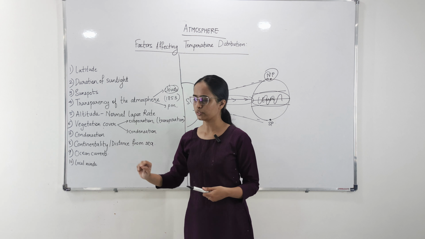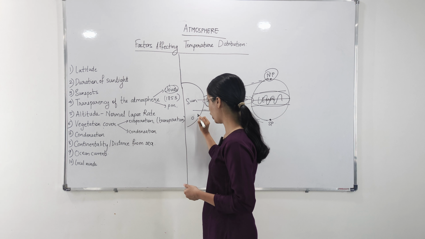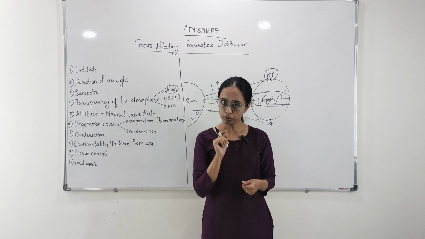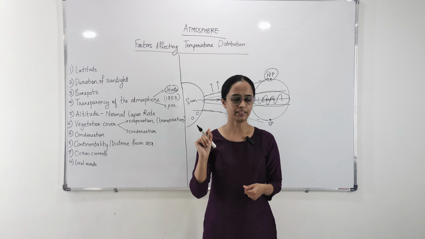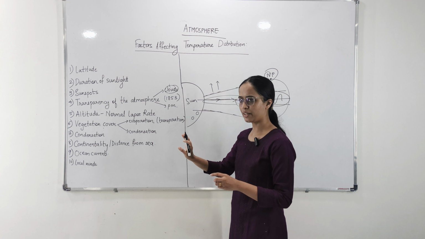Third thing is the sunspots. Now what are the sunspots? Sunspots are basically those spots on the sun. ये ऐसे areas या regions होते हैं वहां पे the sun का temperature is a bit lower as compared to the normal sun का temperature.